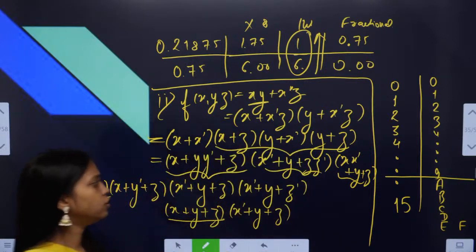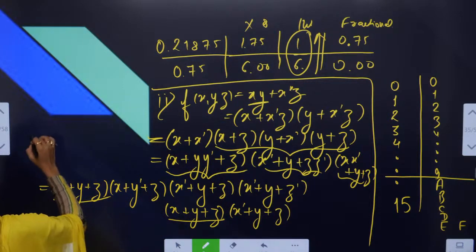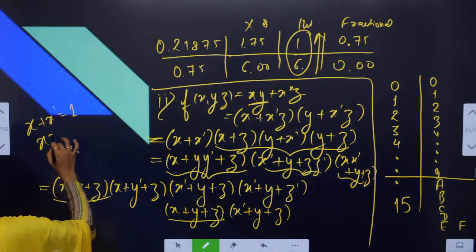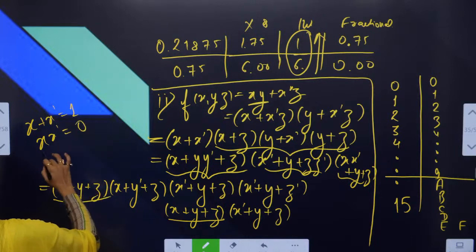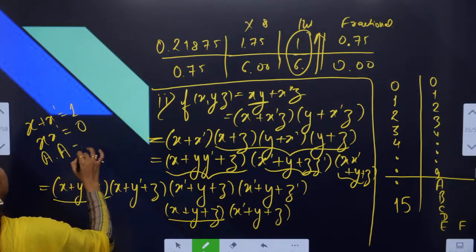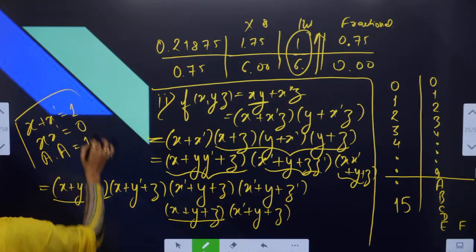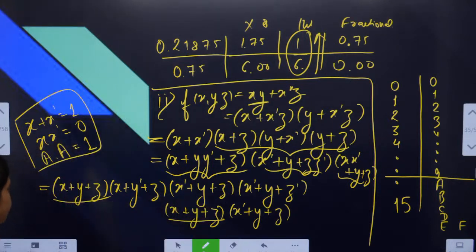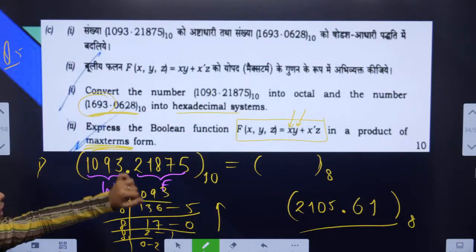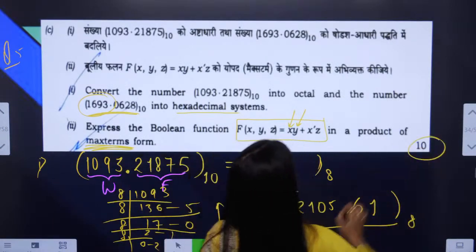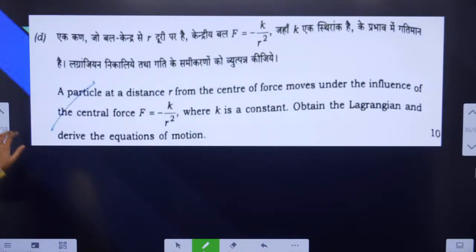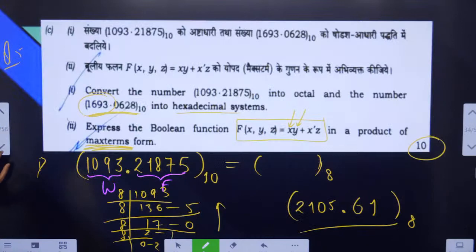Okay. So just the simple, this was required. This is 1, x dash is 0, a is 1. These things were required and you can obtain your result. This was the second part. Again, for the 10 marks, it was nothing. It was in max term form. Now, again question number 5, D part.